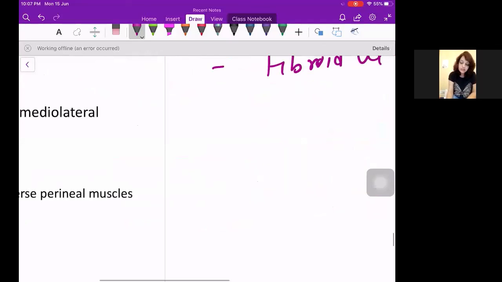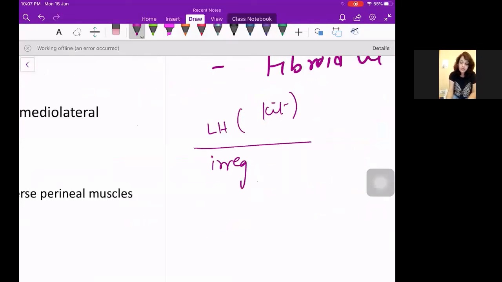Now, what about the LH levels? There are LH level kits available, which are urinary kits, and they are recommended in those patients who have irregular cycles. Many of the PCOD patients or infertility cases have very, very irregular cycles.